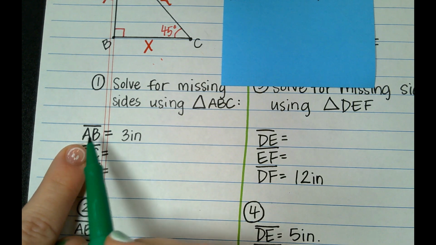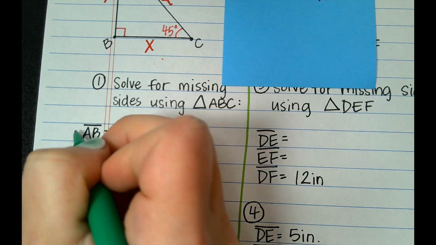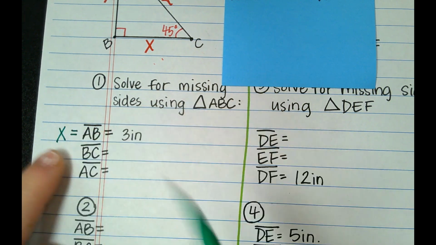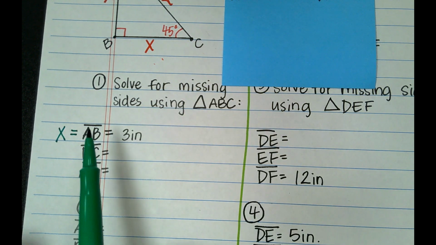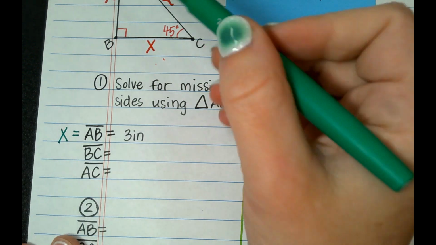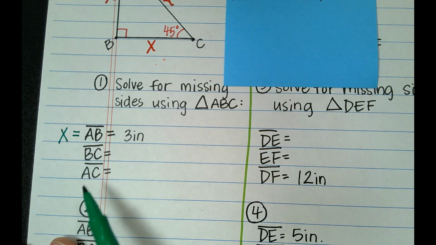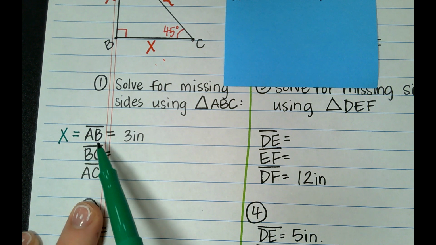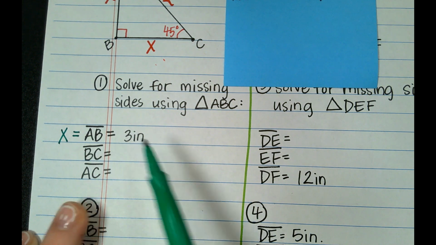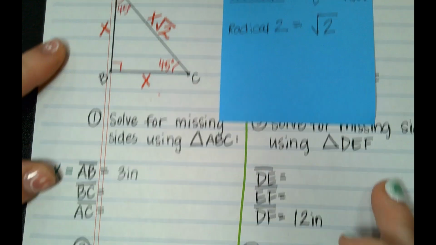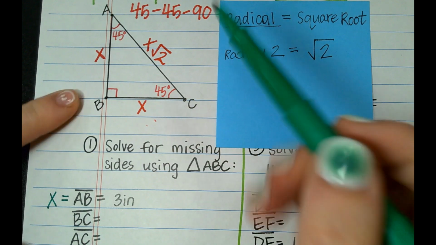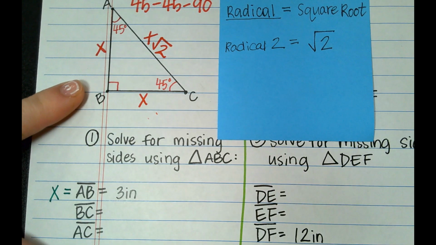So from A to B, it might not be a bad idea to put equals X over here to the side. My picture tells me that A to B is X, and it's been given to me in the problem that from A to B is 3 inches. So let's go back up to our picture and let's look at these other points. I don't know what the measure of B to C is.